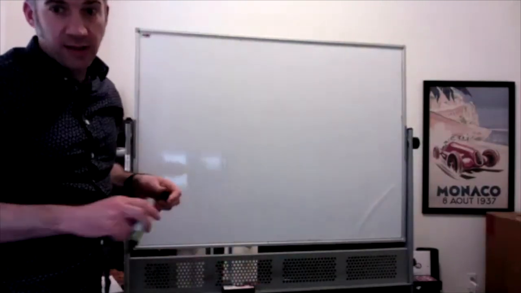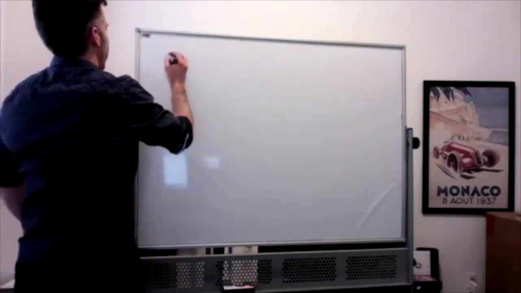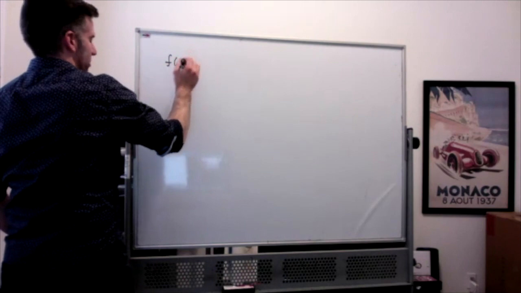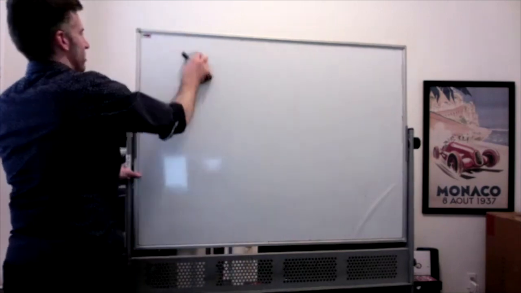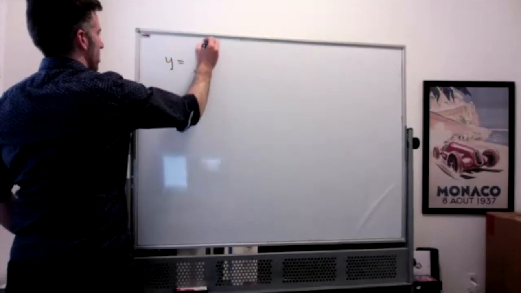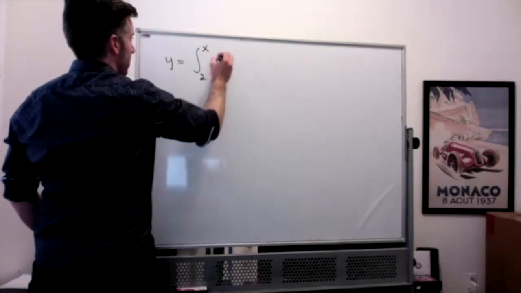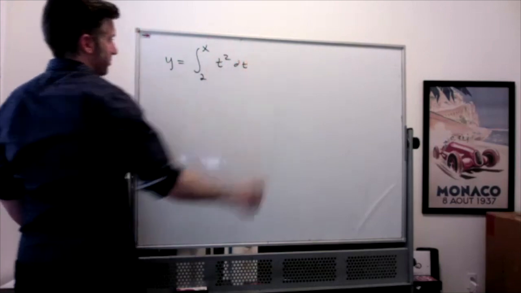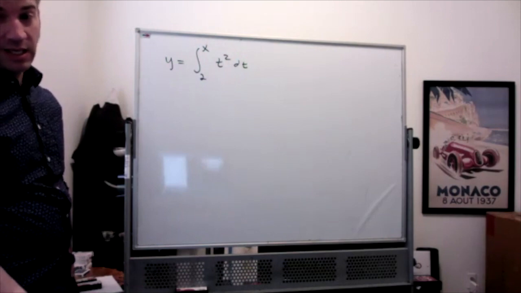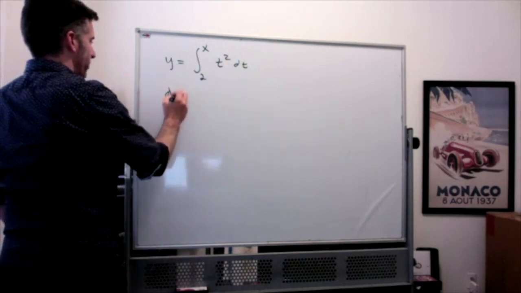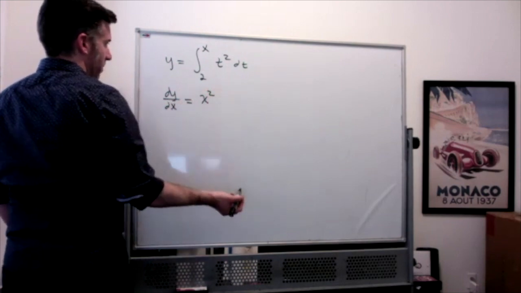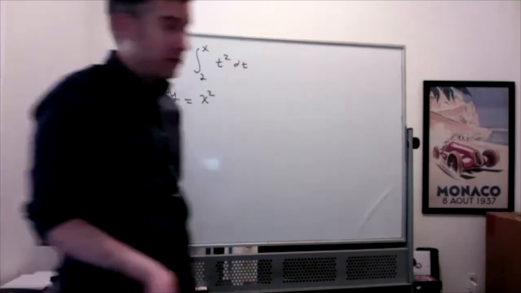It means that I can say, well, what if I have something like f of x? I don't want that notation. Let's say I have y equal to the integral from 2 to x of t squared dt, and I want to find the derivative of that. Well, I can just say the derivative, dy/dx, is equal to x squared. But there's a reason this works.